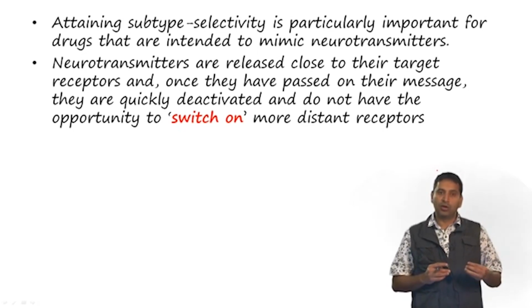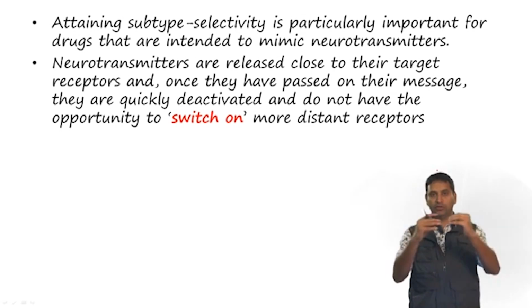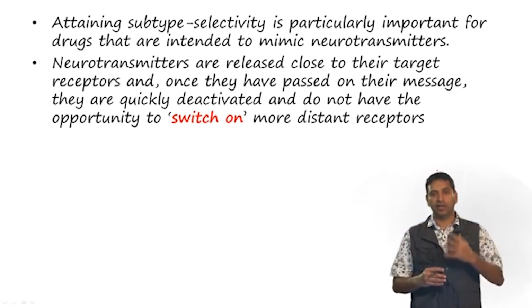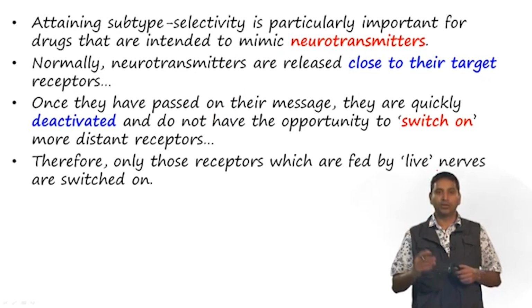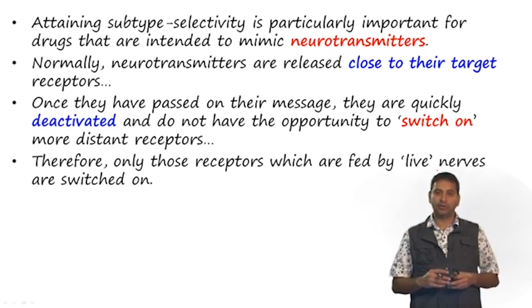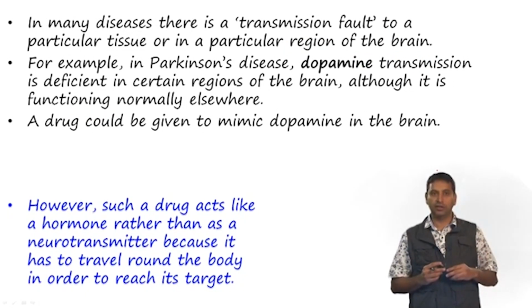And so, they do not have the opportunity to switch on more distant receptors. Once the signaling is done, it is not going to interact with a cell which is further away. Therefore, only those receptors which are fed by live nerves are switched on. In many diseases, there is a transmission fault, which means that there is a particular region of the brain which does not receive the signal.